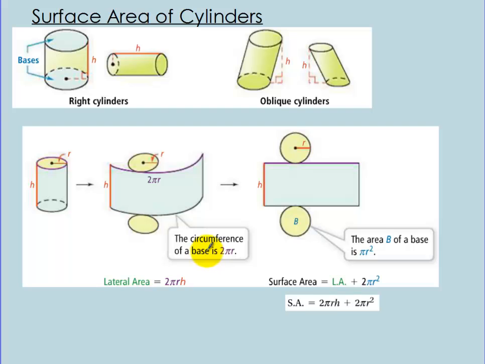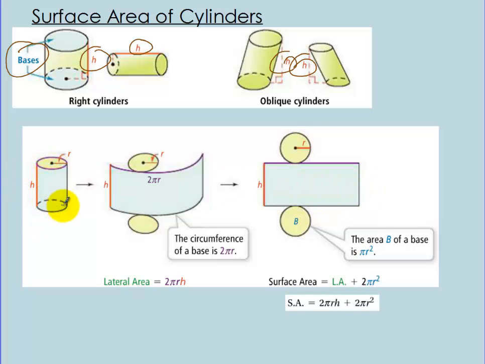Next one, surface area of cylinders. So here are some examples of a right cylinder and an oblique cylinder. You'll need to understand what the bases are and where to find the height, even if it's an oblique cylinder. Now for the formula for the surface area, I've got a diagram that opens up the shape of the cylinder if you need to see that more easily.